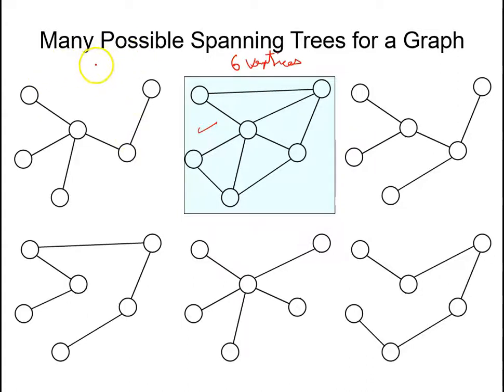So for a graph with n vertices, we will have n minus 1 edges in a spanning tree. If we have less than n minus 1, then we wouldn't have a fully connected tree. And if we have more than n minus 1, we would have a cycle somewhere.